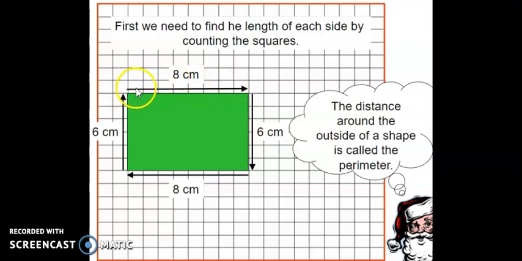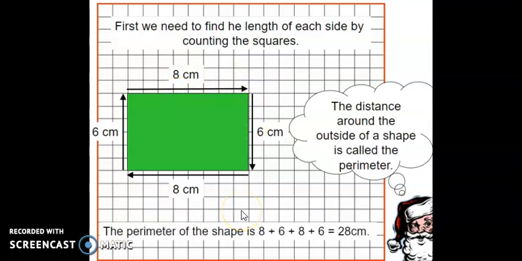Okay, so 1 centimeter, 2 centimeter, 3 centimeter, and each square is 1 centimeter. So for finding the distance, what I am doing is basically adding my squares. 1 centimeter plus 1 centimeter, 2 centimeter, 3, 4, 5. So this way I can find the length of each side of the shape. Okay, so I get each side length.